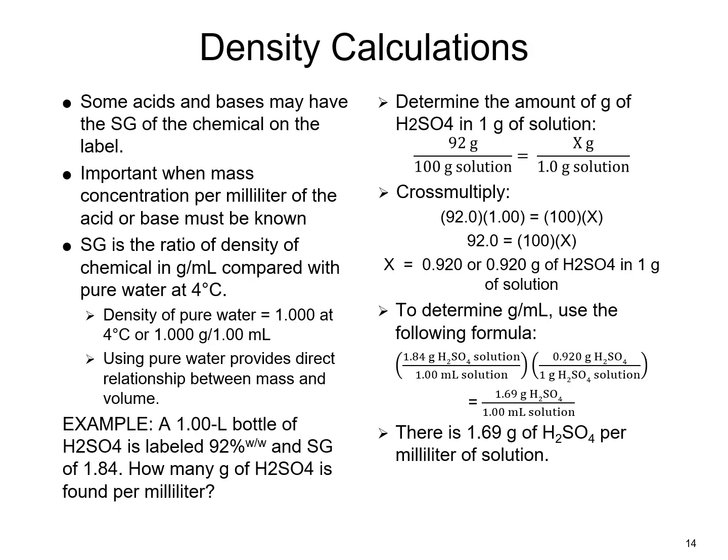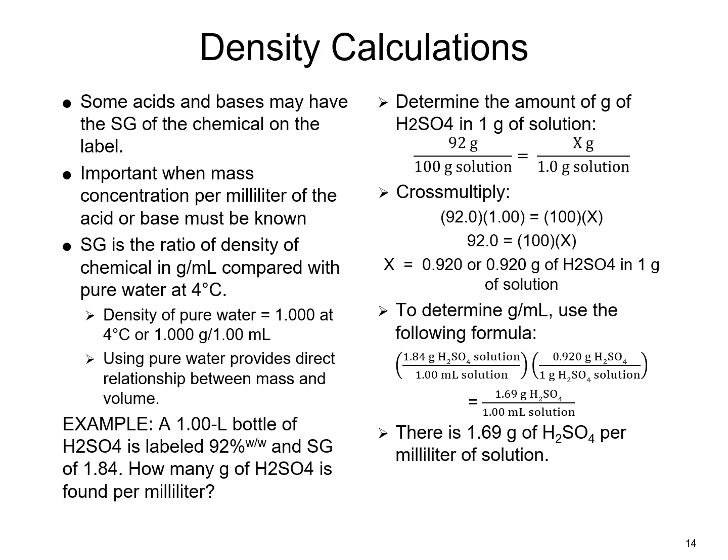So there are actually some acids and bases that may have the specific gravity listed on the chemical label. And this is important when the mass concentration per ml of acid or base must be known. So the specific gravity is the ratio of the density of the chemical in terms of grams per milliliter compared to pure water at 4 degrees Celsius. So that's about refrigerator temperature.